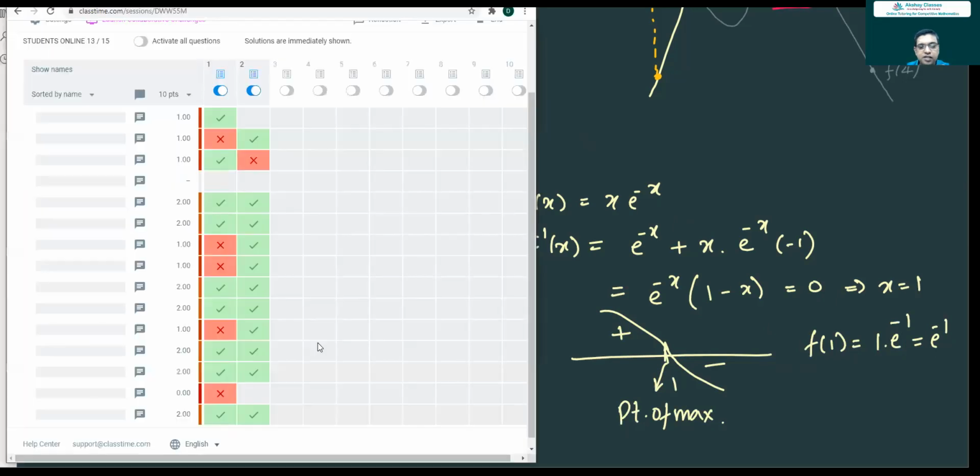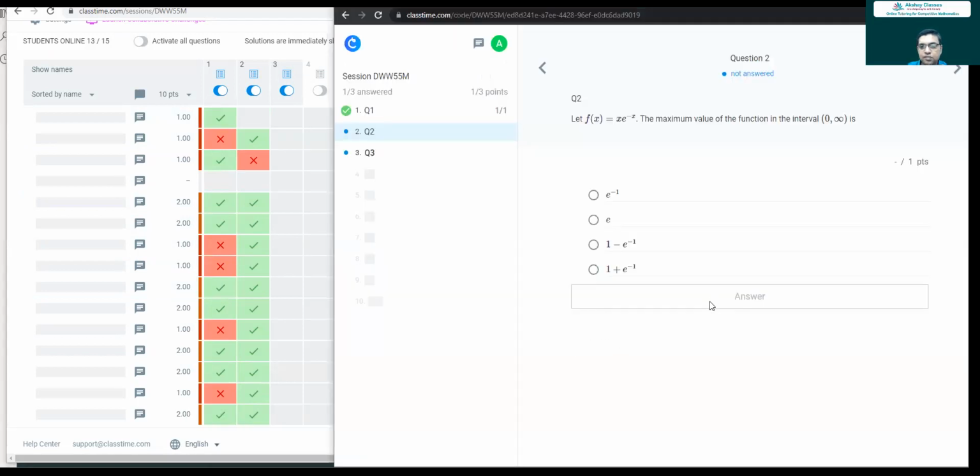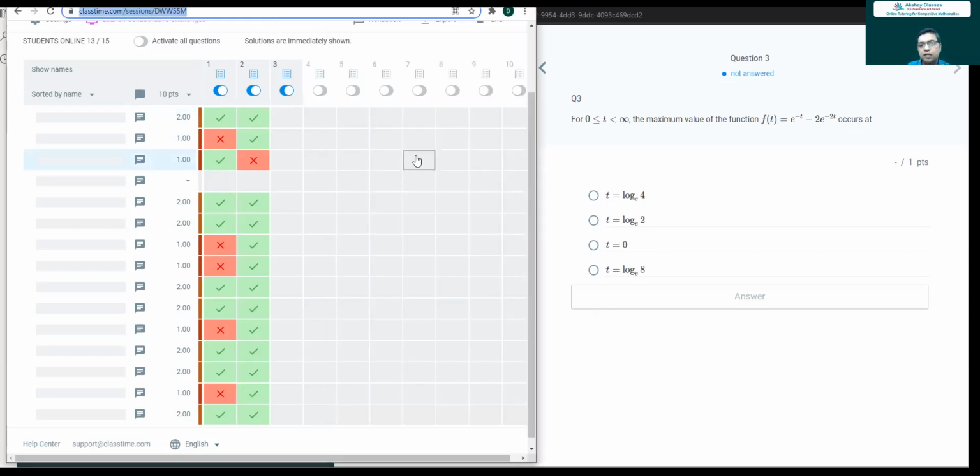Okay. Next question. So please solve. For positive value of t, and equal to 0, what does maximum for this occur? e power minus t minus 2 e power minus 2t.